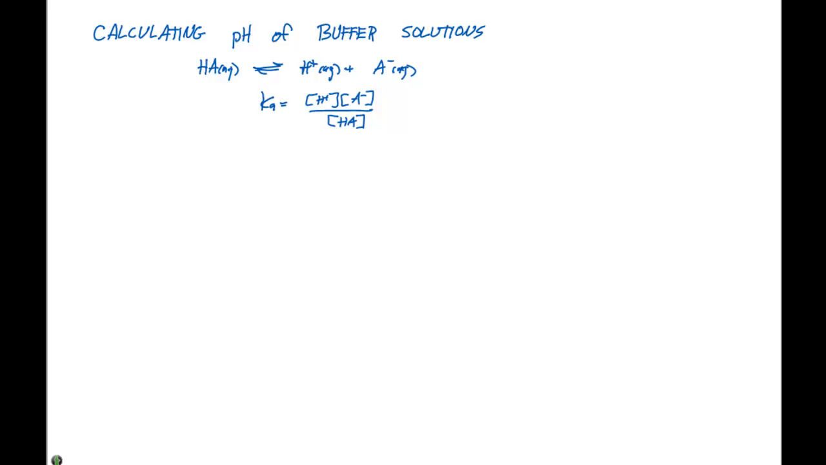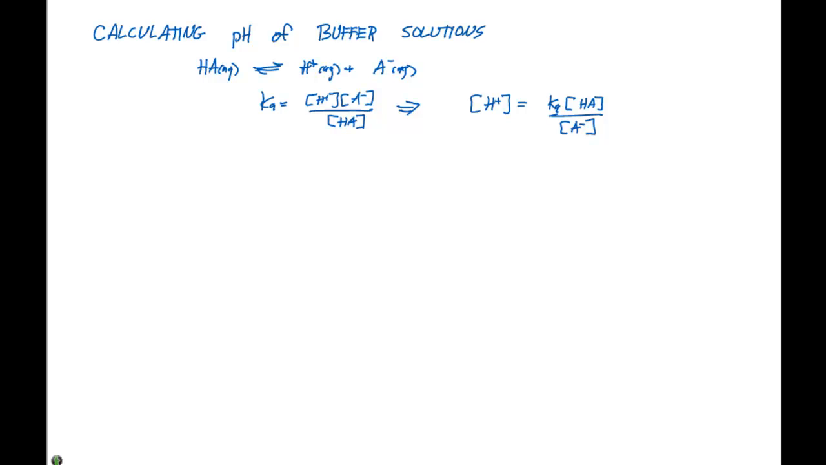So now let's see how we can do calculations involving buffer solutions. In the previous video, we gave a generic HA expression, or a generic weak acid expression. We say the Ka is equal to the H plus times the A minus divided by the concentration of HA. If we rearrange this, the H plus concentration is going to equal the Ka times the concentration of HA divided by the concentration of A minus.